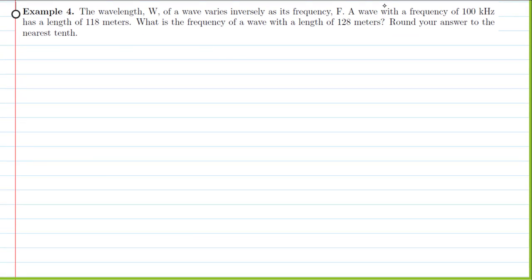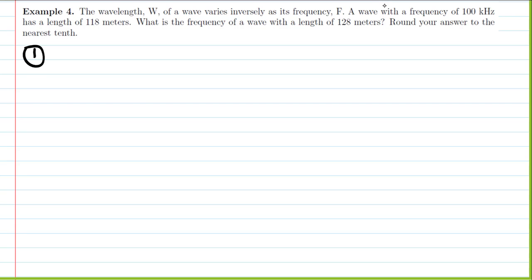The wavelength W of a wave varies inversely as its frequency f. A wave with a frequency of 100 kilohertz has a length of 118 meters. What is the frequency of a wave with a length of 128 meters? Round your answer to the nearest tenth.